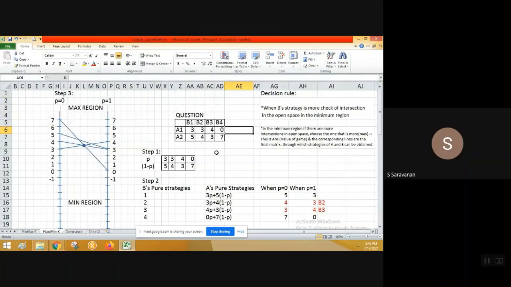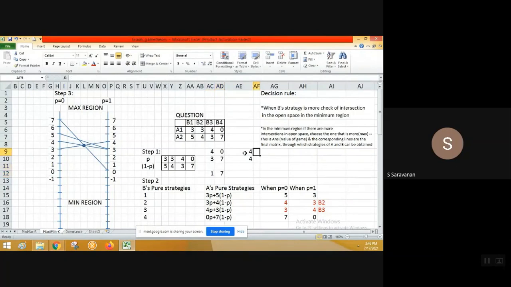You see here the number of missing points. 4, 0. Just a minute. Some technical issue. Okay. B4: 4, 0, 3 and 7. So the difference between 4 and 3 is 1, and between 0 and 7 is 7.